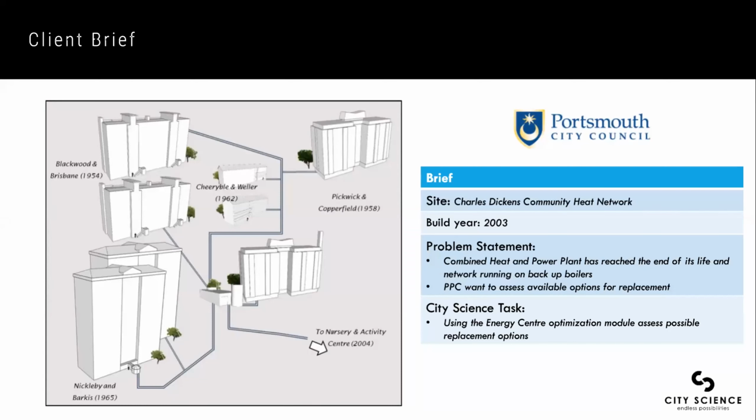Moving on to part 3 of our talk, the case study. We've been working closely with Portsmouth City Council as part of our case study at the Charles Dickens Community Heat Network. The heat network was built in 2003 and the CHP plant has come to the end of its lifetime. So Portsmouth City Council wants to assess the available options for its replacement. City Science are running our Energy Centre Optimisation module to both help assess the possible replacement options and to hone in on desirable solutions.